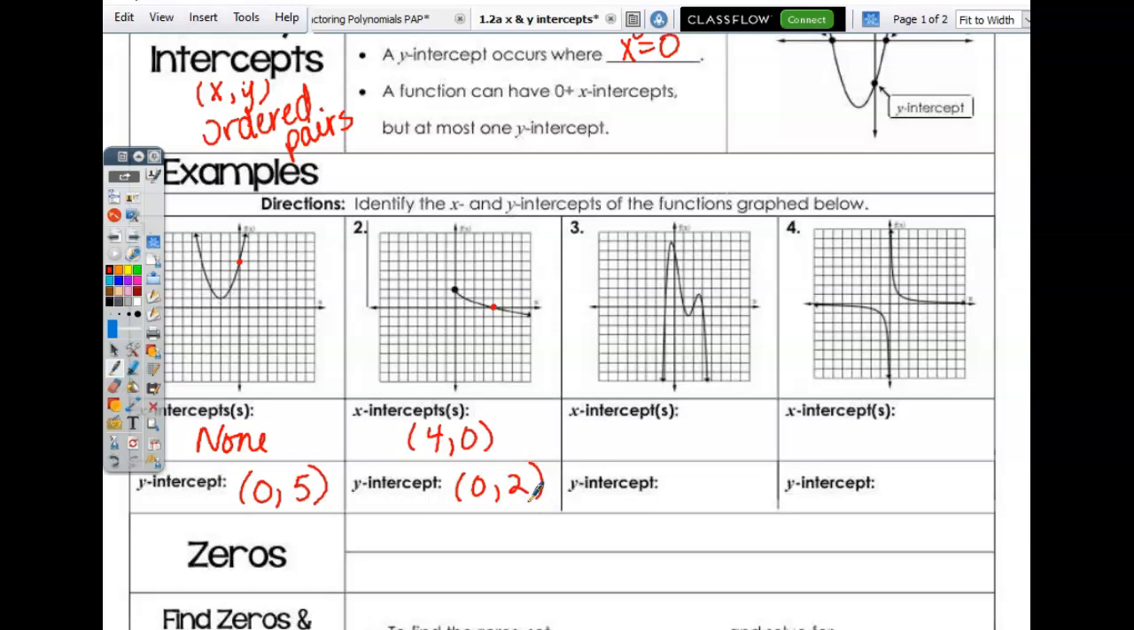How many x-intercepts do you see here? So you have to list all 4. And then the y-intercept, 1, 2, 3, 4, 5, is it 6? I get 0, 6, I think.